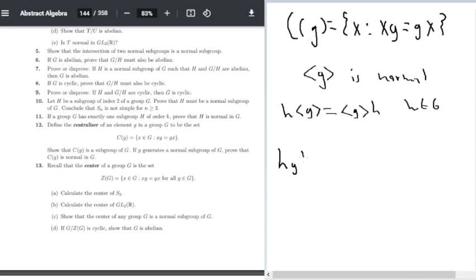HG, H to the negative 1. So we multiply that by HG, H to the negative 1, G, G to the negative 1. We use the fact that it's cyclic to get HG prime, G to the N, H to the negative 1, G to the negative 1.